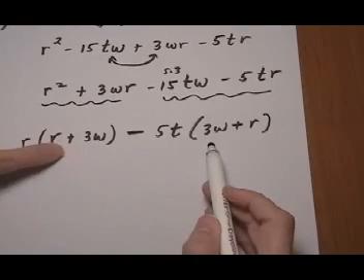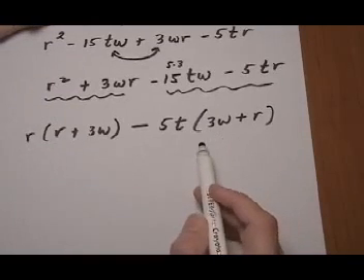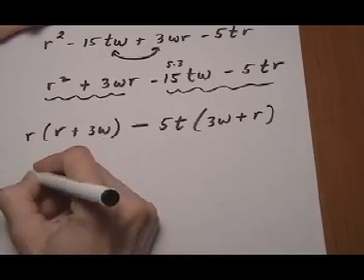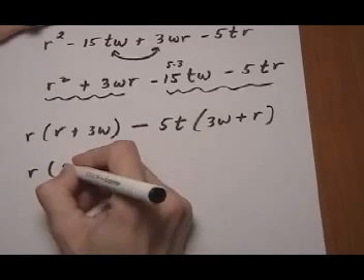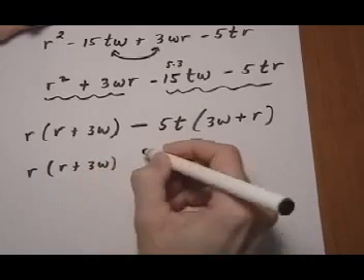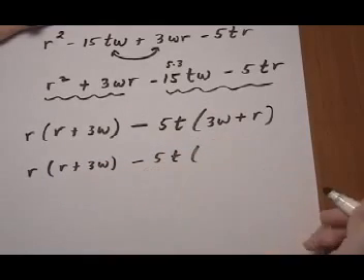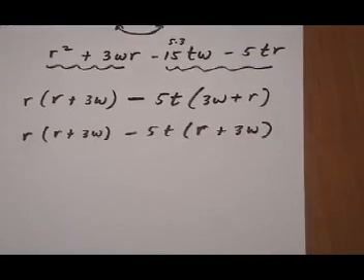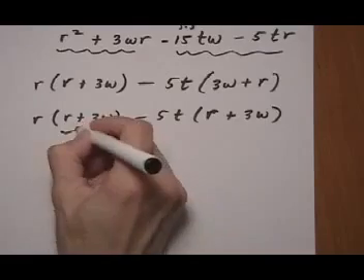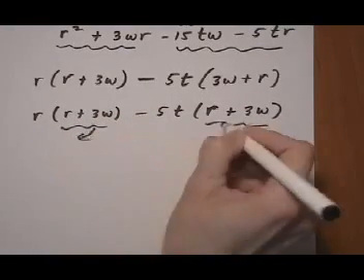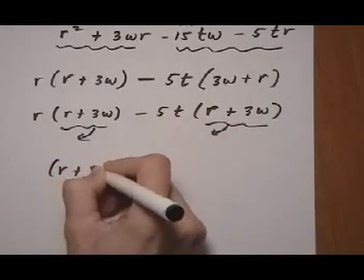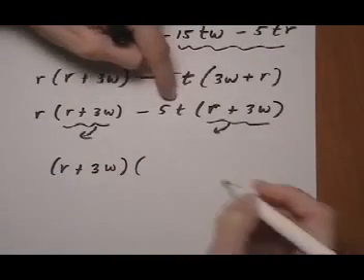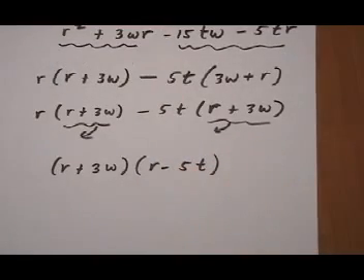So that's why I wanted to pull out the minus sign. I wanted to match the signs that I have here. And these two are the same, just in a different order. Because they're being added, it doesn't matter which order I put them in. So I'll just rewrite the second one to look like the first one. Like that. So now we have r plus 3w as a common binomial. I'm going to pull that out. R plus 3w as a common factor. Leftovers go in parentheses: r take away 5t. And then we're done.